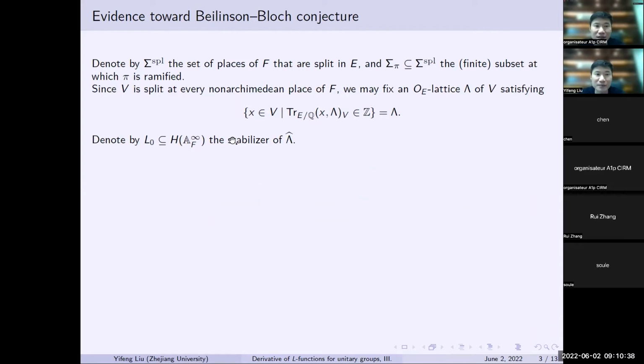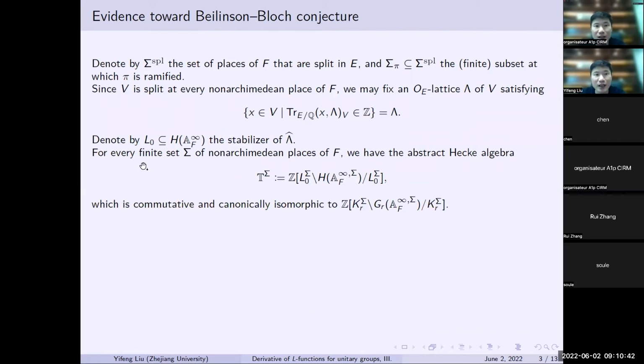This is like the maximal level we will use. And for every finite set sigma of non-Archimedean places of F, we have the following abstract Hecke algebra. I denote by T away from sigma, T upper sigma, that is the algebra generated by this double coset. And since L naught is special maximal, this is commutative.